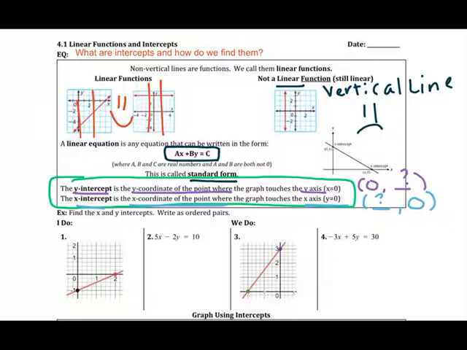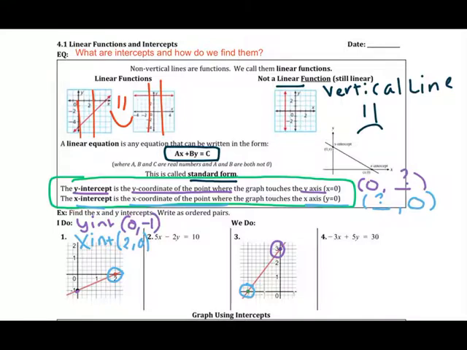So for number 1, we are given a graph. To find the y-intercept, we're going to look at the point that's touching the y-axis. So the y-intercept, which you should always write as an ordered pair, is x is 0, y is -1. Similarly, the x-intercept is the point that's crossing the x-axis. So the x-intercept is the point 2, 0. Go ahead and pause the video and try and do number 3. From the graph, identify the x and y-intercept.